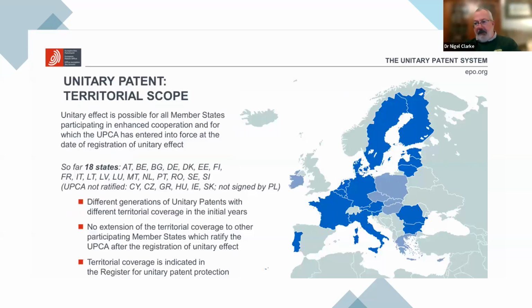So this is what the map looks like, and apart from the coloring being blue, you'll see that the blue areas are not as extensive as the red areas that I showed you in the map earlier on. So far, a unitary effect is possible for those states where the Unified Patent Court has entered into force. So for these blue countries, they're part of the unitary patent, if you like.